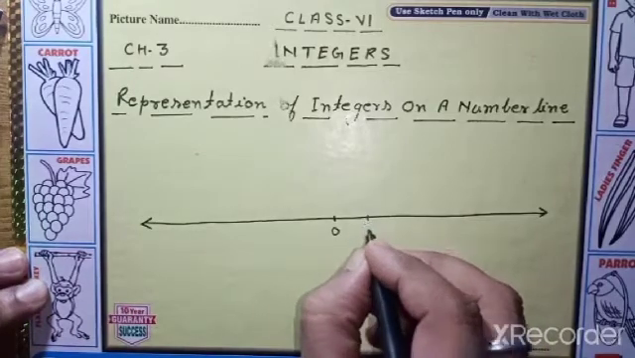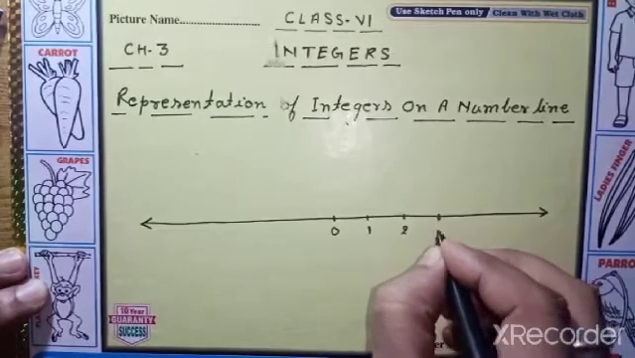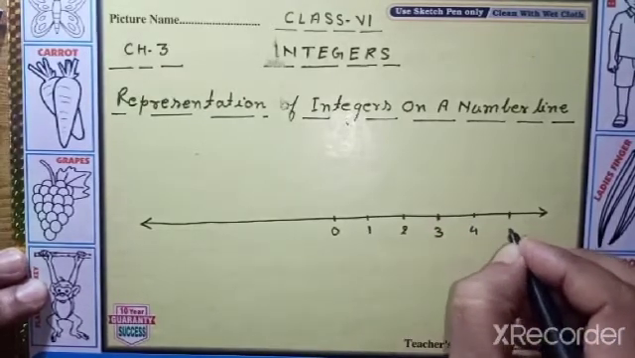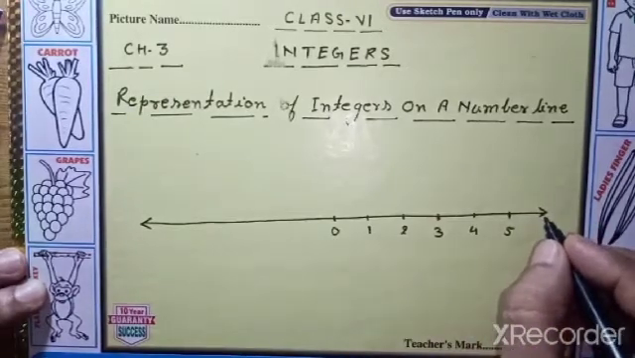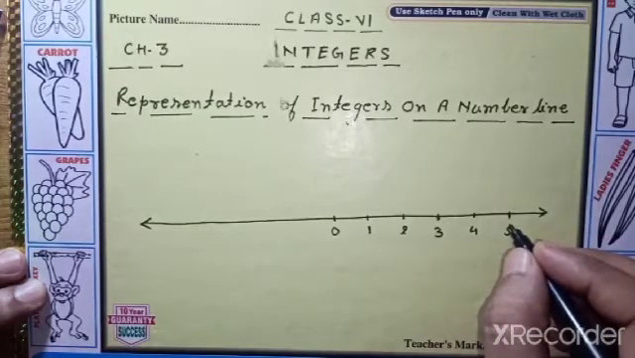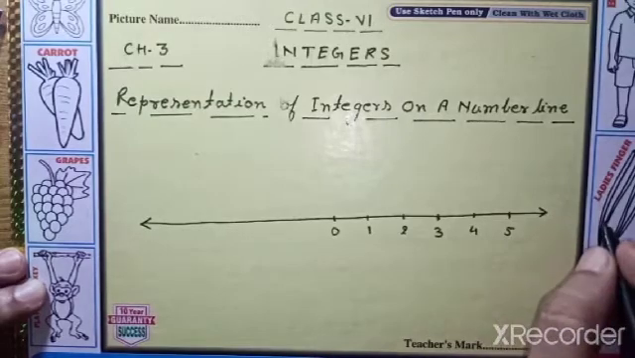Means 1, 2, 3, 4, 5, and so on. This arrow shows the infinite. Means 5 is not the last number. Means this will be infinite, tends to infinity.